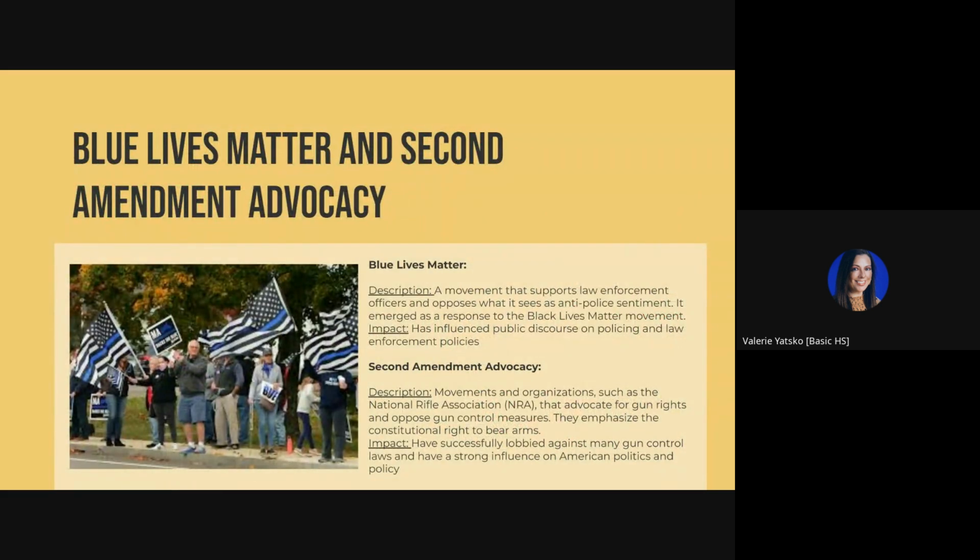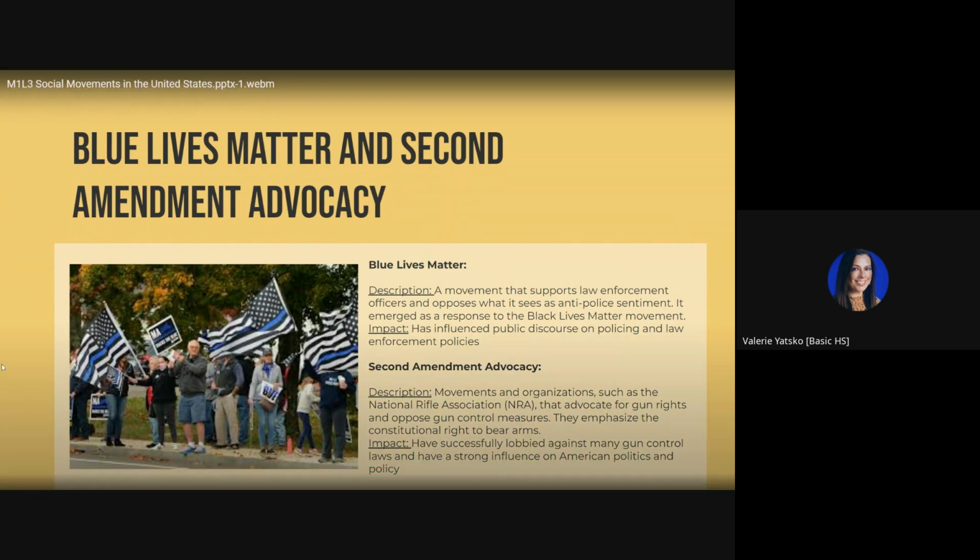Blue Lives Matter supports law enforcement officers and opposes anti-police sentiment, emerging as a response to Black Lives Matter. Second Amendment advocacy includes movements and organizations like the NRA that advocate for gun rights and oppose gun control measures. These movements have successfully lobbied against many gun control laws and have a strong influence on American politics and policy.